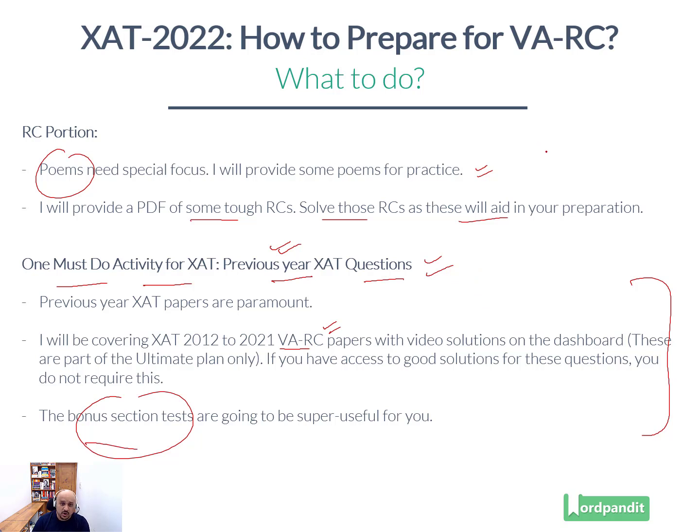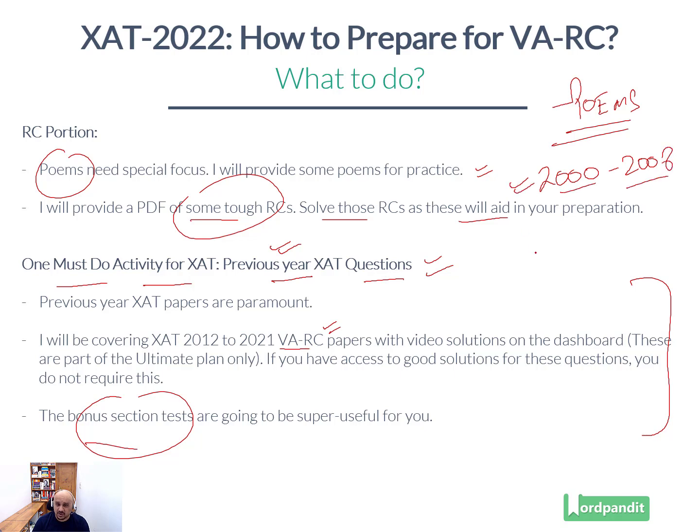But those who are not part of the course, my advice is to please pick up the most important poems in the English language. Just run a quick search for the important poems and their meanings, understand those meanings, and solve super tough RCs. You can also solve CAT 2000 to 2008 RCs. These are some very tough RCs and will be good for your XAT preparation. Also solve previous year XAT questions. Those are things that you've got to do.